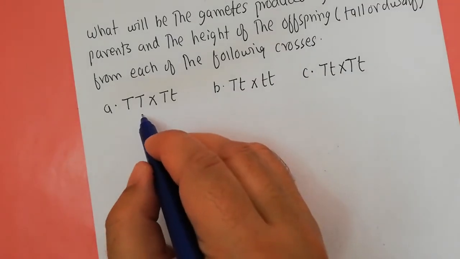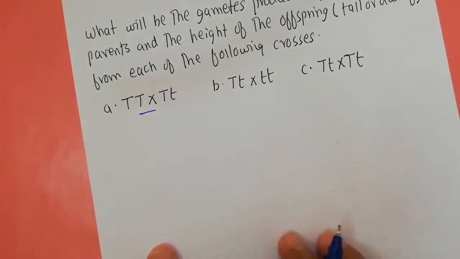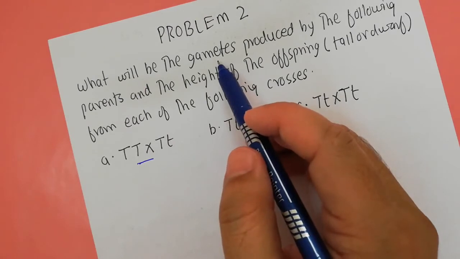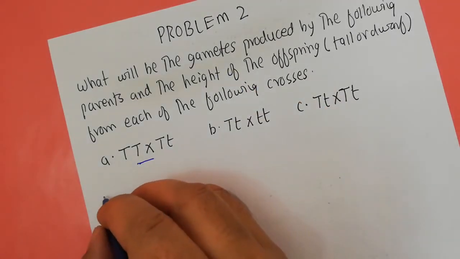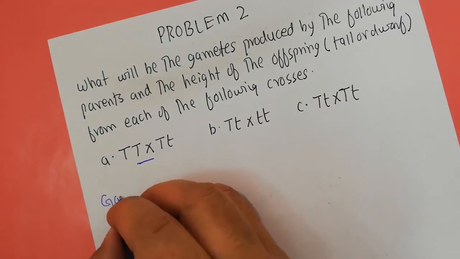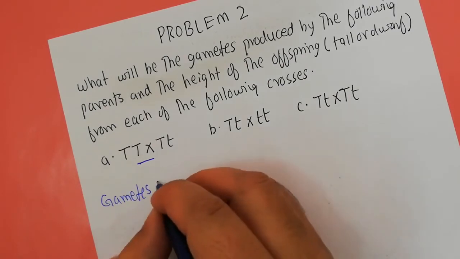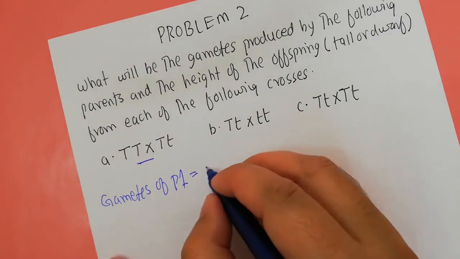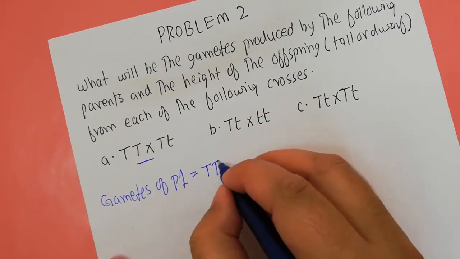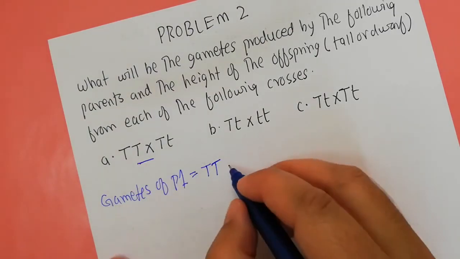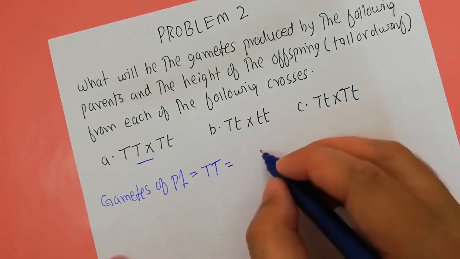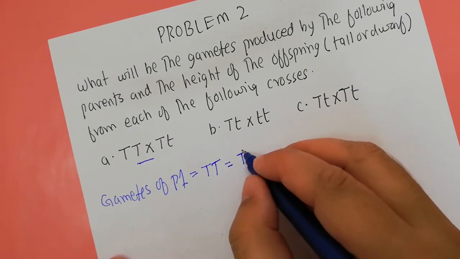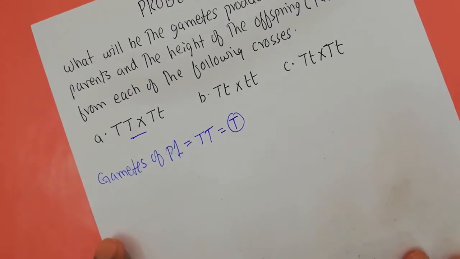Now let us first talk about the first problem. The first thing we have to do is make the gametes that these parents can produce. So the gametes of parent number 1: the capital T and the capital T, this is the genotype of parent number 1. As I have told you, the homozygous tall can only produce a single kind of gamete, which will have the capital T allele.